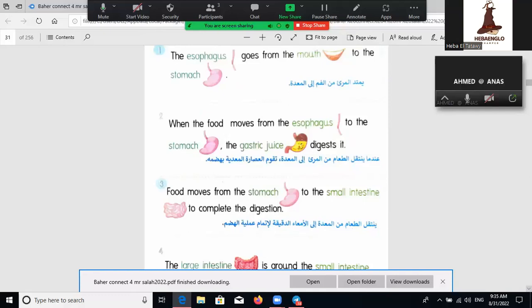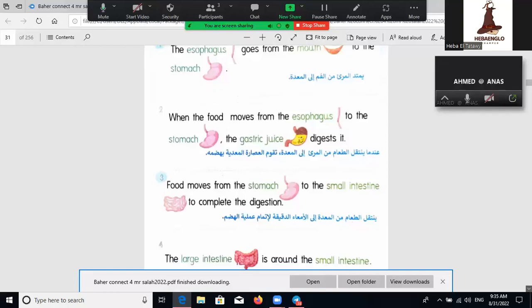So the food enters our stomach in tiny pieces. Okay, first when we chew the food with our teeth, we cut it into small pieces. So it goes from the esophagus to the stomach. In the stomach there is the gastric juice that digests and absorbs the food.